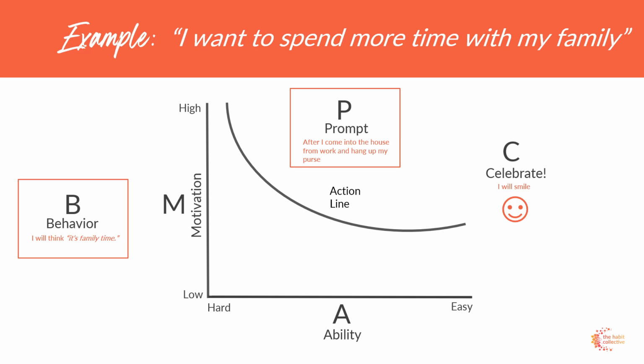Our motivation is high because we have an aspiration to want to spend time with our family, at least in this example, ladies. Our ability is that this is easy. I mean, how hard is it to have a thought? Now let's look at the red dot that symbolizes where we are at on the graph. As you can see, it is above the action line.